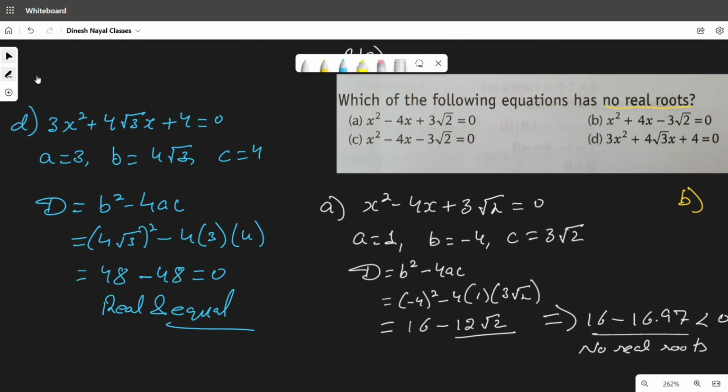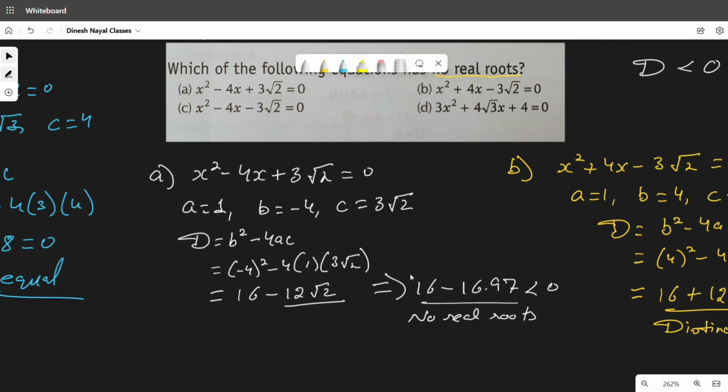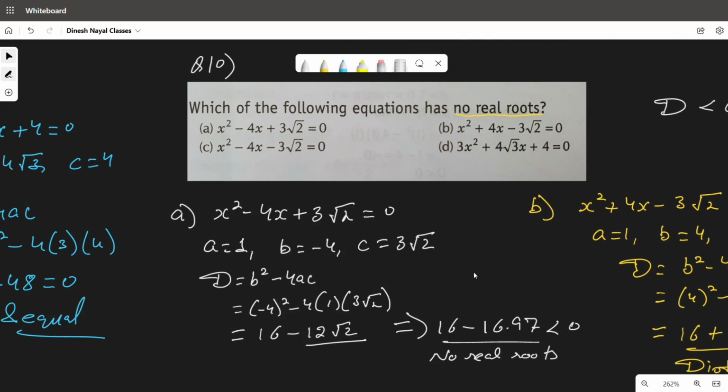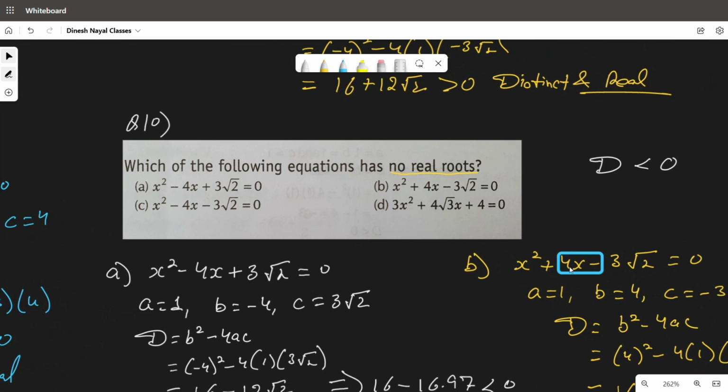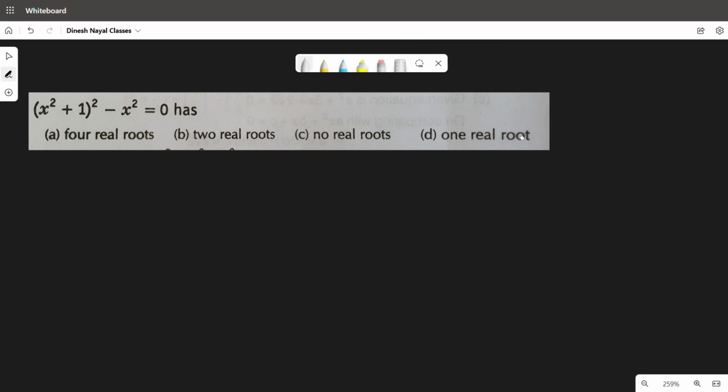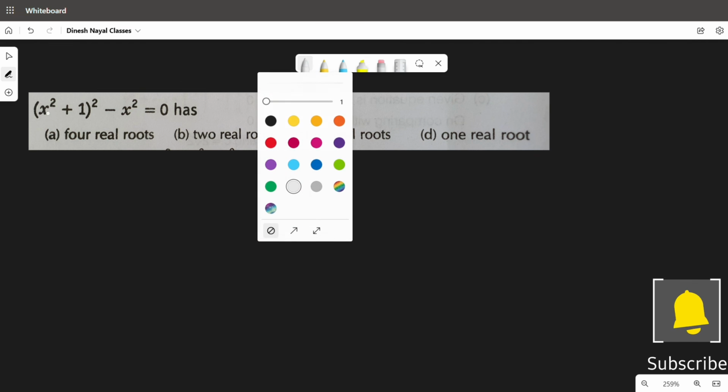And I think A is the correct answer. So as you can see, A has no real roots, which we have to find in the question. So question 10th correct part is A. Coming on to our next question. Question number 11th. This is actually the last question of the exercise, question 11th.